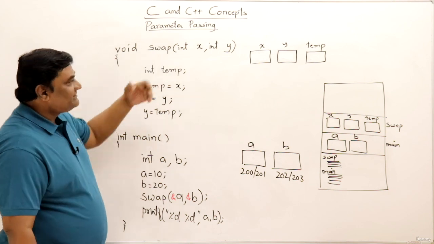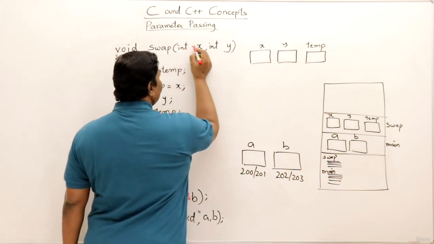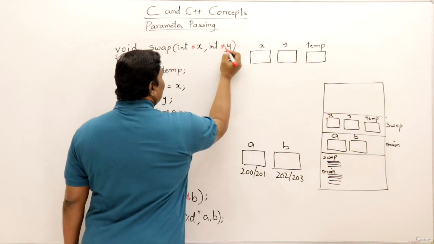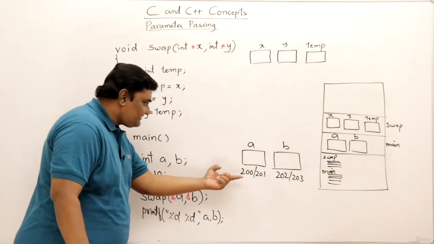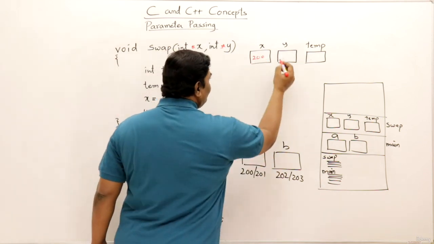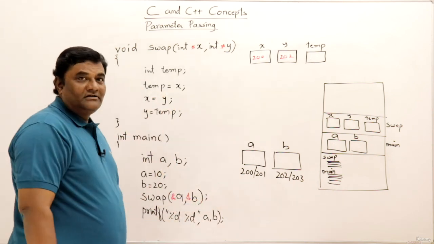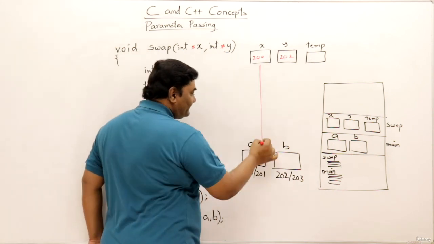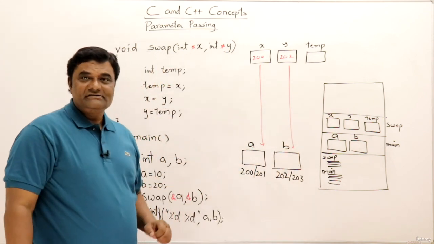Now who can take addresses? We know pointers can take addresses. So these must be pointers. Yes, these are the pointers, right? So when I pass from here the addresses, 200 will be copied in this one and 202 will be copied in this one. So when the function is called, this is pointing on this and this is pointing on this one. Yes, those are the pointers.